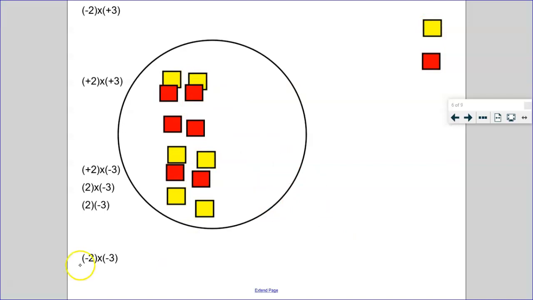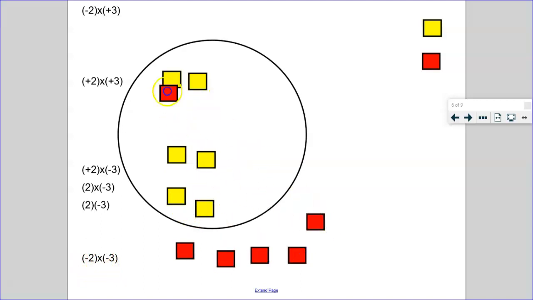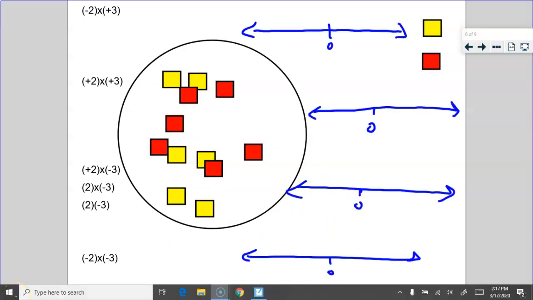Okay, and then we've got to take out 2 sets of the 3 red, so we'll pull them out of there. And we're left with positive 6. I'll use these same questions and show you how this looks on a number line.